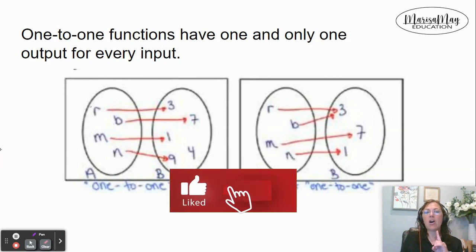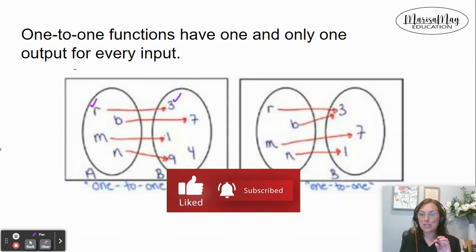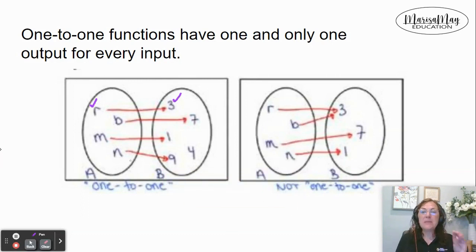So you'll notice that the R here is only matched to the 3. The B is only matched to the 7. The M is only matched to the 1, and the N is only matched to the 9. That is an indication of one-to-one.